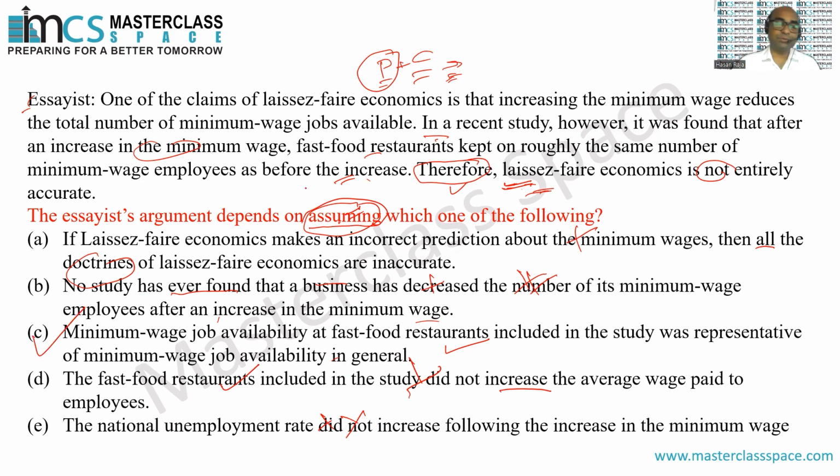Let's come back to the assumption. What does it say? In a recent study, after an increase in wage, fast food restaurants kept roughly the same number. Therefore, laissez-faire economics is not entirely accurate because of no increase. So what is the assumption? That whatever they have discussed, somewhere they are right. And they are right means what? They are representative, and therefore C is the answer. C is justifying that point. So this was about the assumption. So this is all for assumption.